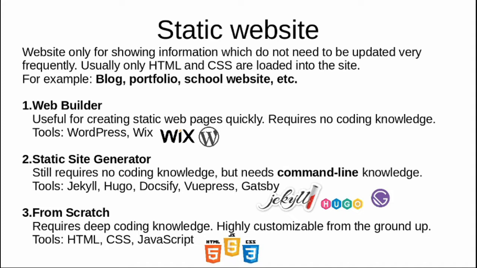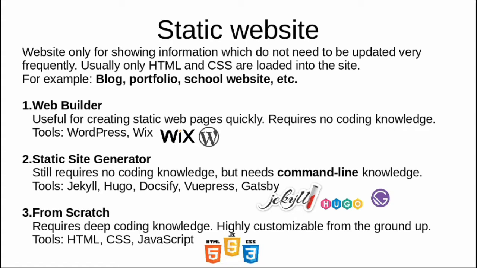There are several methods to make a static website. The first one is the easiest one. It's a web builder. It's only useful for creating static web pages very quickly. For example, if you want to make a quick announcement, you can use this method, web builder. You can use WordPress or Wix for it.